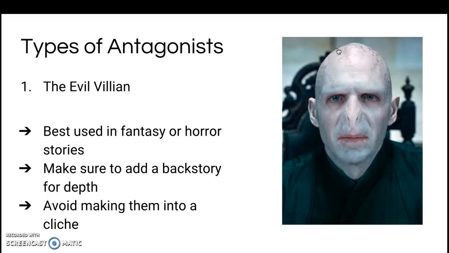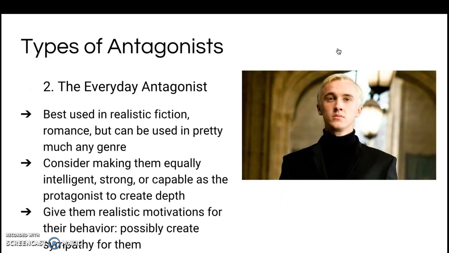So for example, Lord Voldemort, you learn about how he was born to a Muggle father, how he had disdain for his parents, in fact ended up killing them. That makes them have a little bit more depth to their character. Avoid making them into a cliché or a stereotypical evil villain. Lord Voldemort is interesting because of his past, so give your antagonist or your evil villain a backstory if you choose to use this type of antagonist.